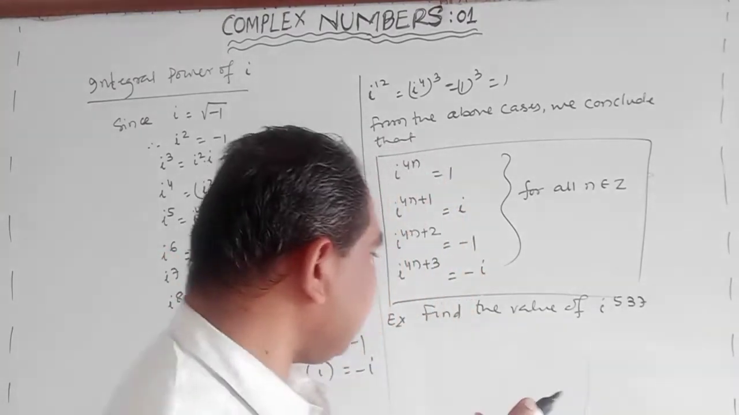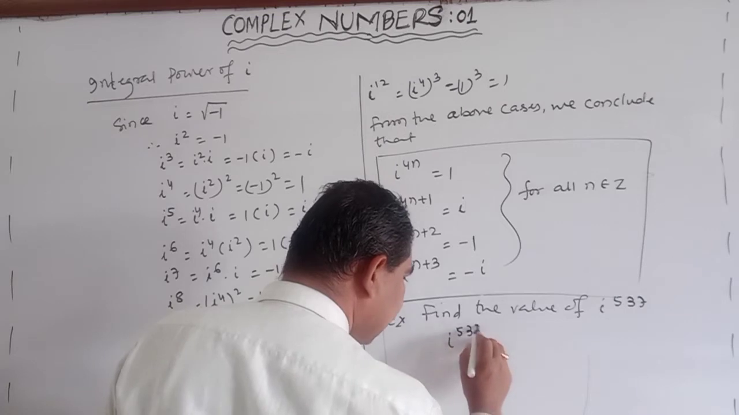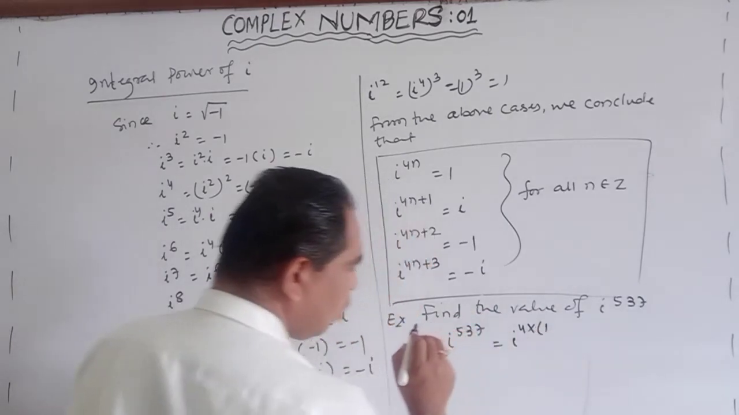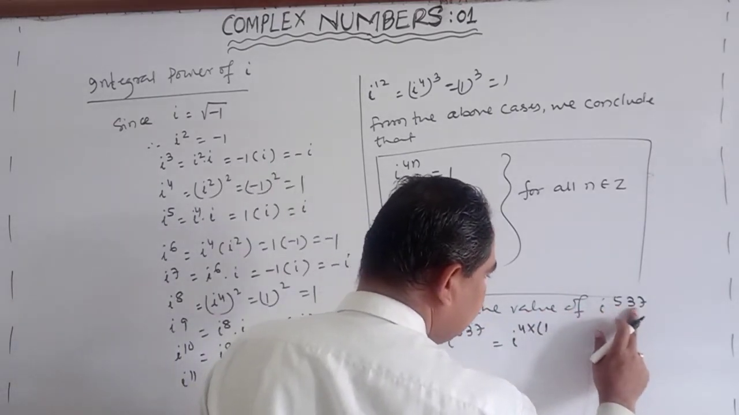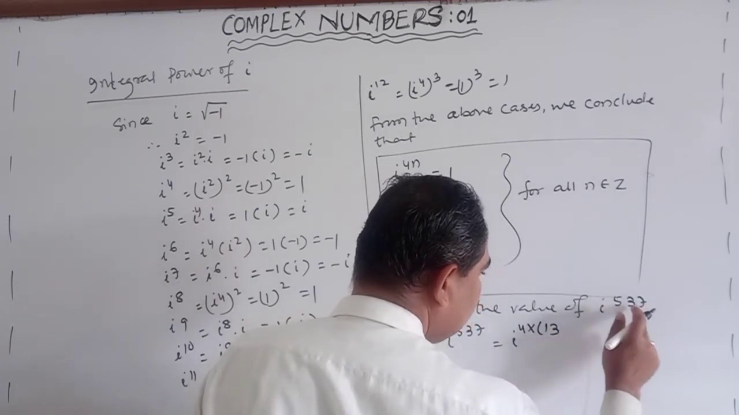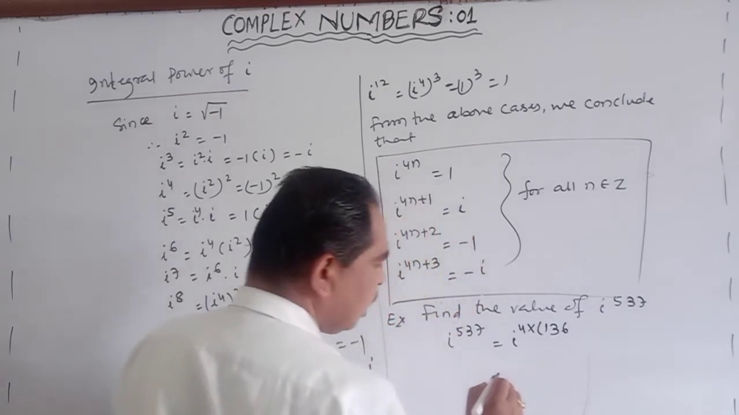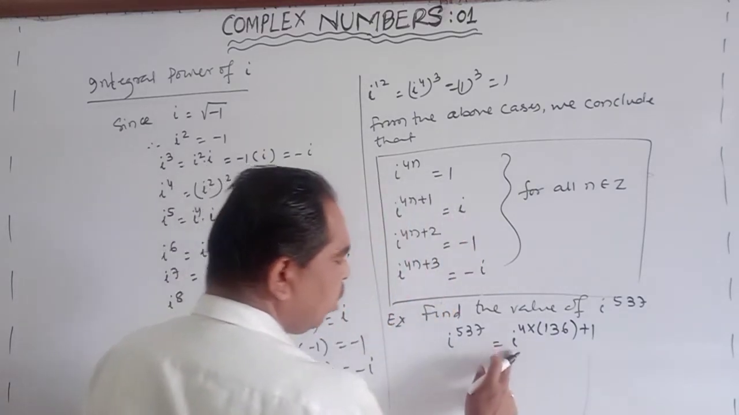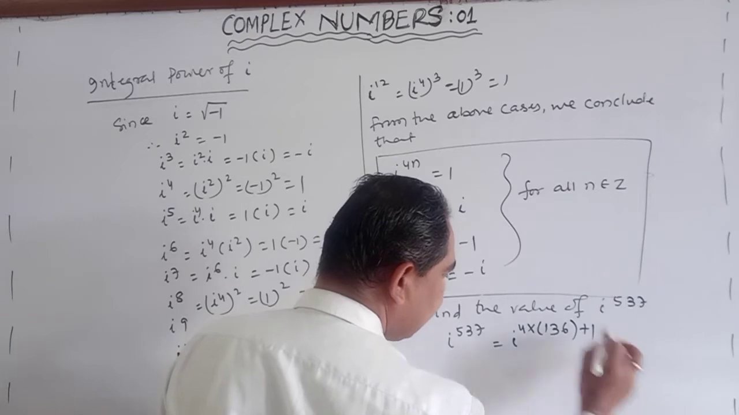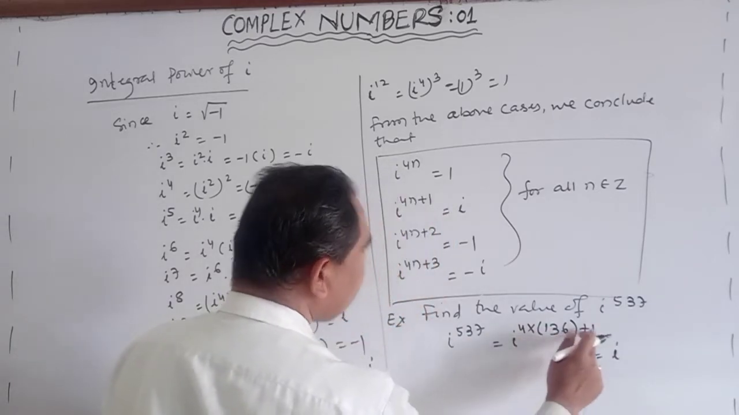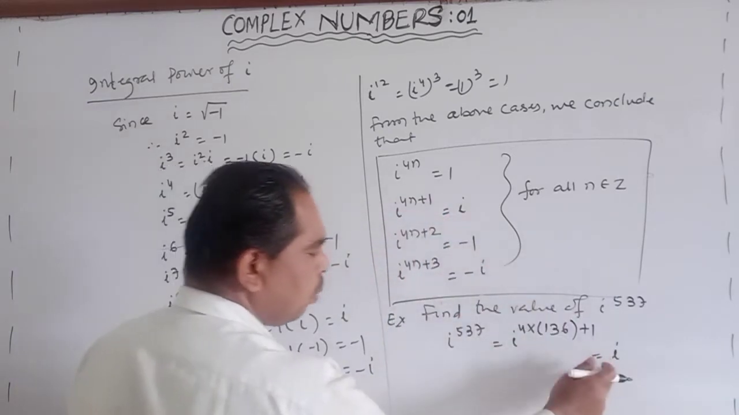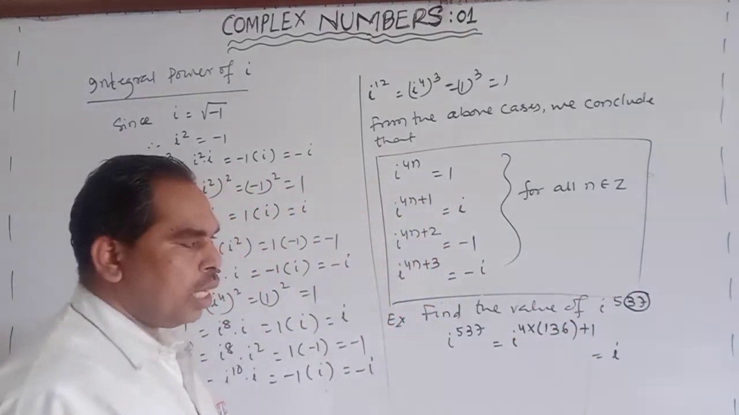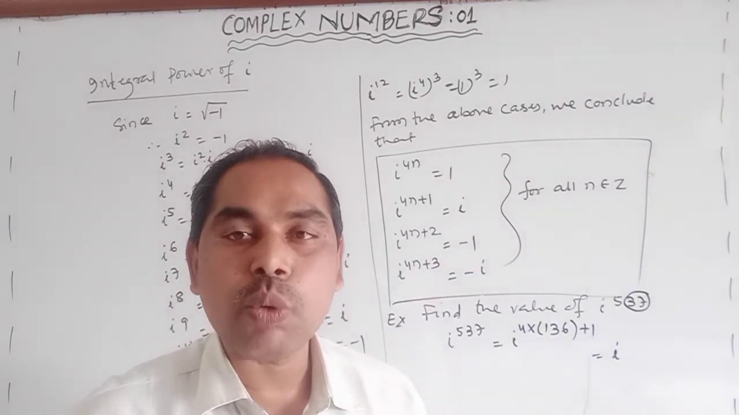So the value of i to power 537 means this is i to power 4n plus 1. i to power 4n plus 1 is equal to i, so the value is i. We divide the last two digits, dividing 37 by 4, the remainder is 1, so the answer is i.